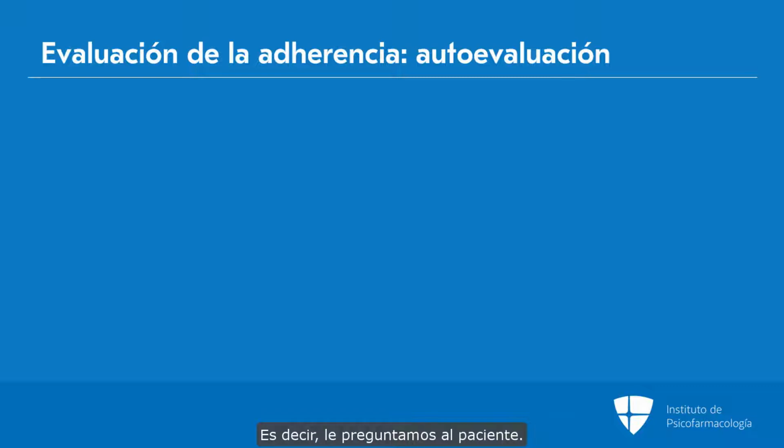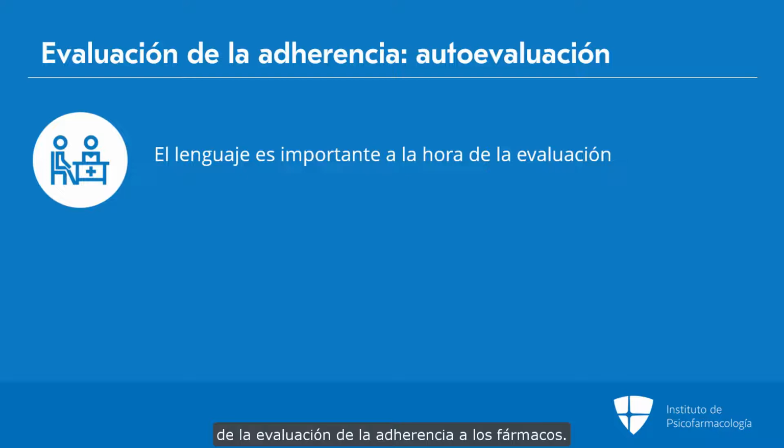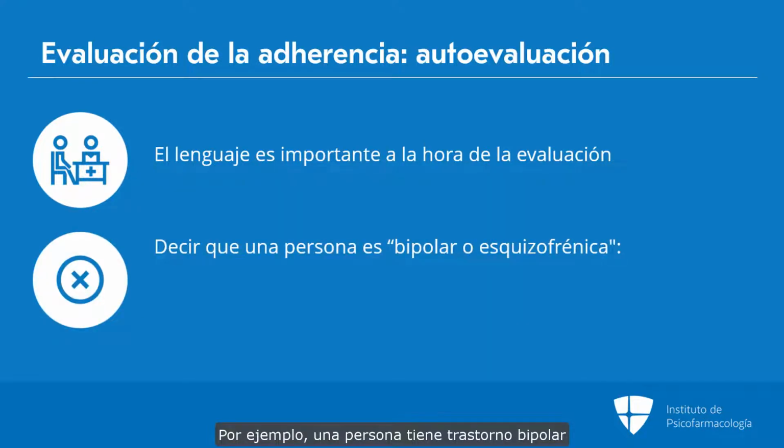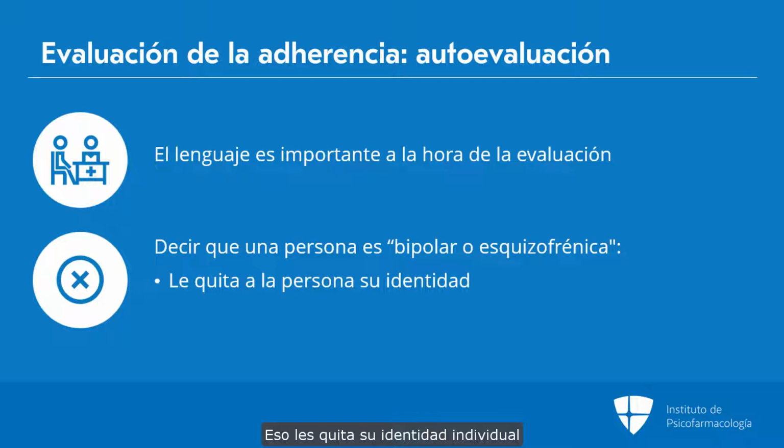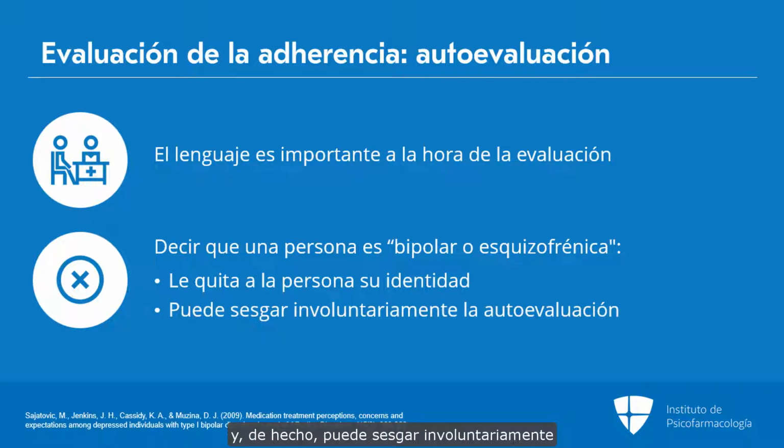So we ask the patient. Language is important when assessing for medication adherence. For example, a person has bipolar disorder or has schizophrenia. They are not bipolar or schizophrenic. That kind of robs the person of their individual identity and may actually unintentionally bias reporting, such that the person is not candid with their clinician.